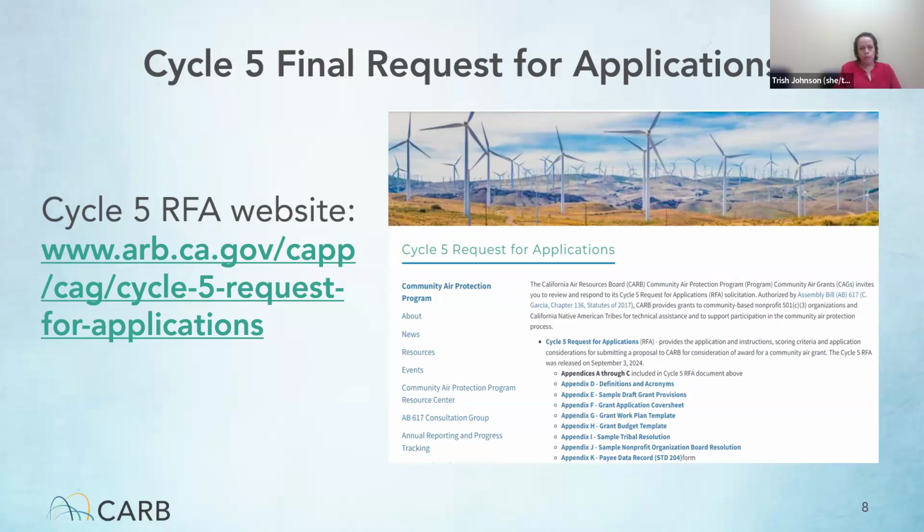Now we're going to dive into the Cycle 5 Community Air Grant request for applications. We'd like for participants to follow along to the sections that we'll be highlighting in this presentation. The website where you can find the RFA or request for applications is shown here, both the URL and an image of the website on the right. We won't be going through everything in the RFA. However, this is your opportunity to go through it, especially for those that haven't yet, and raise questions you have about submitting an application.